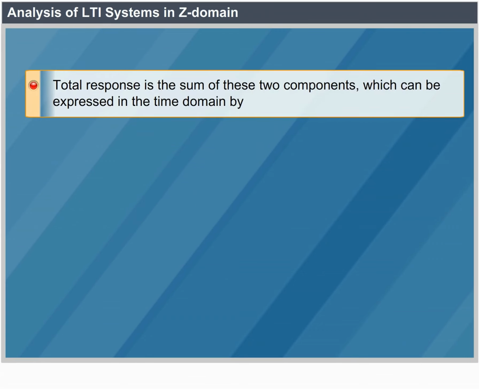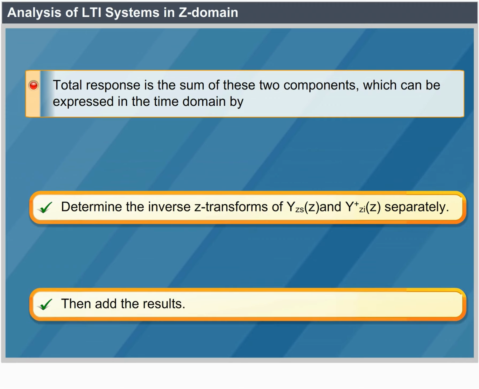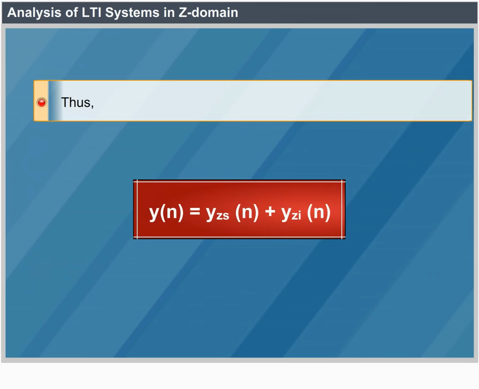Total response is the sum of these two components, which can be expressed in the time domain by determining the inverse z transforms of Y_zs(z) and Y_zi^+(z) separately. Then add the results. Thus, y(n) = y_zs(n) + y_zi(n).